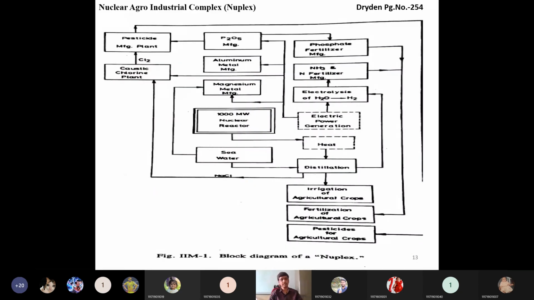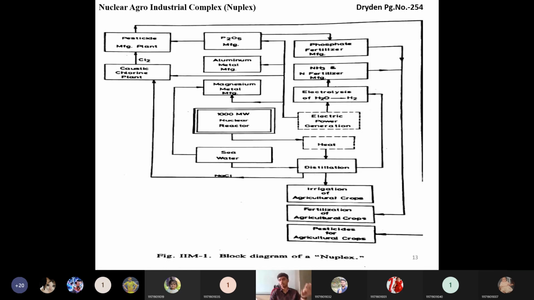Okay, this is it for today. For tomorrow, we will be covering Nuplex. I request you to revise the notes once again before coming, or otherwise go to the Dryden book, page number 254. There the flow sheet will be clear and some explanation is given.